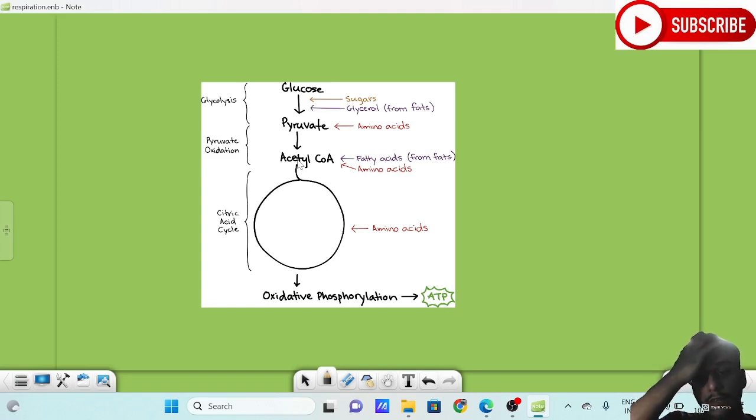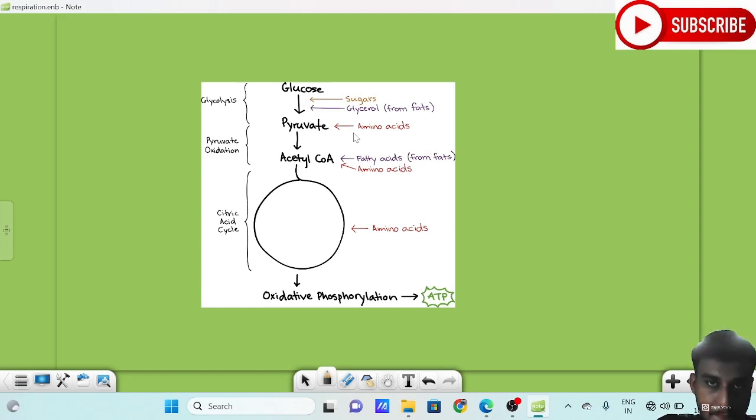We need to understand, we eat food, right? Food contains many compounds like protein, fats, vitamins, carbohydrates. So carbohydrates, mainly glucose, enter the glycolytic pathway. There are other carbohydrate molecules also, like galactose, lactose, mannose. They also have their own metabolism through which they will be changed and enter this pathway.